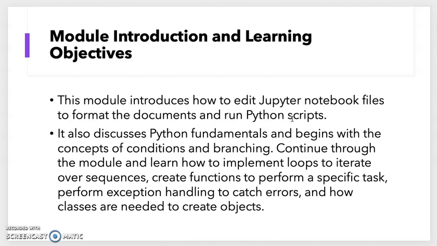For this class, in future modules, we will use the Jupyter notebook to write all your programming assignments and also your final project. After we introduce how to write and edit your own Jupyter notebook file, this module we also will talk about more Python fundamentals. We begin with the concept of conditions and branching. Continuing through the module, you will learn how to implement loops to iterate over sequences. Those sequences, of course, include the data structures we talked about in Module 2.